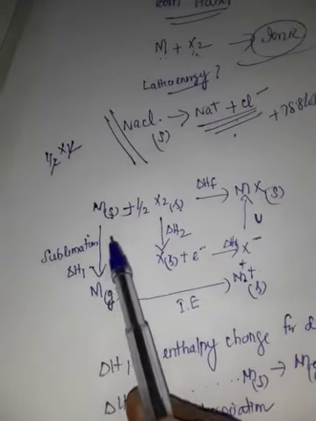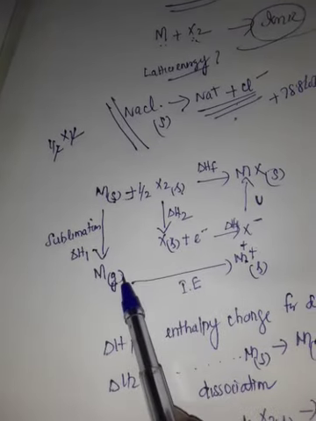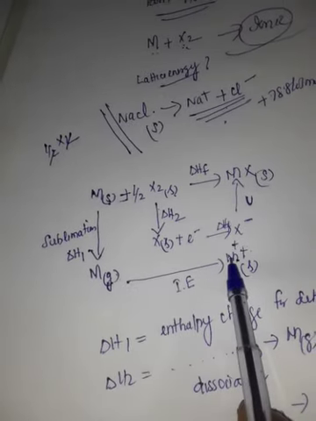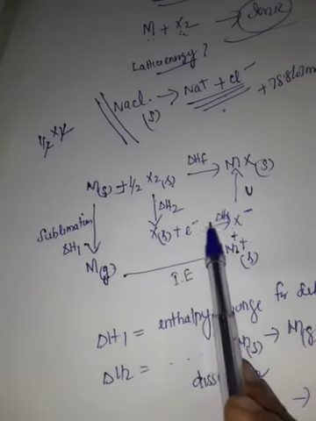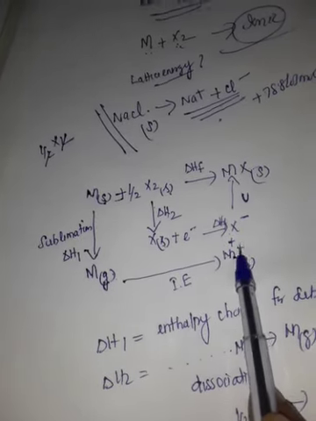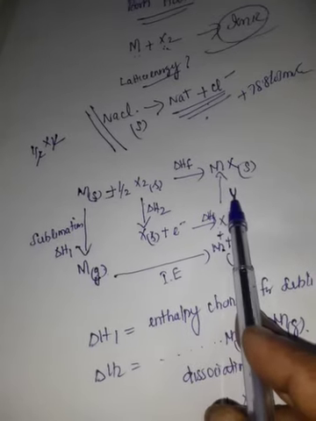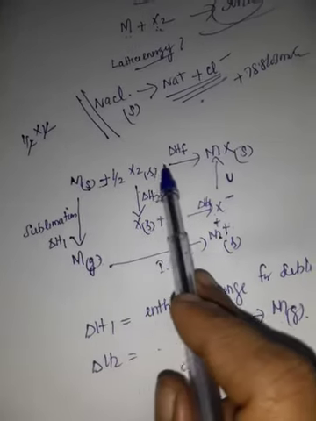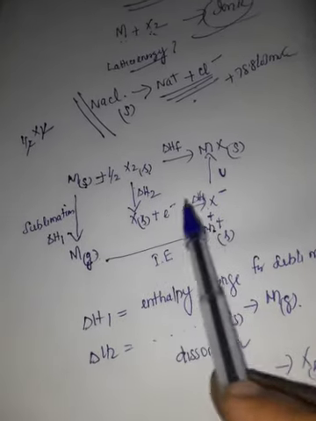First step, don't forget, children, sublimation, that is solid converted to gas. Second step, dissociation. Third step, ionization energy. Fourth step, electron affinity. Here an electron is lost, here an electron is gained. Then combining both, plus and minus, gives an ionic compound, that is lattice enthalpy. So the value of these steps equals the single step. This is a single step, these are the multiple steps. Both energies are equal.